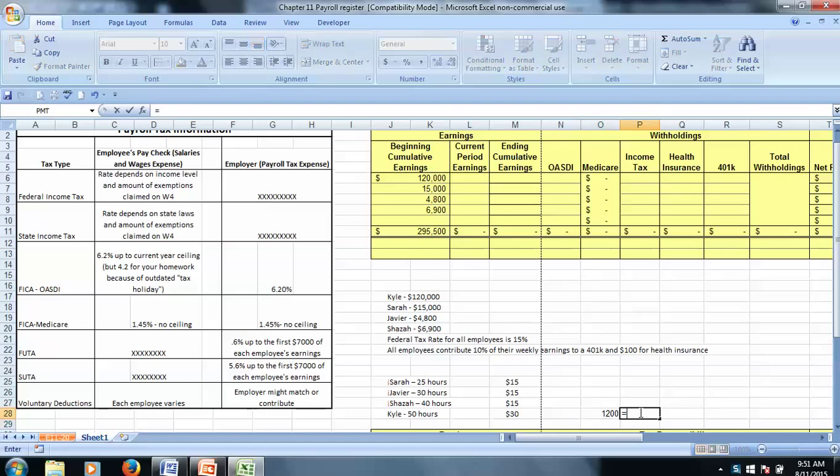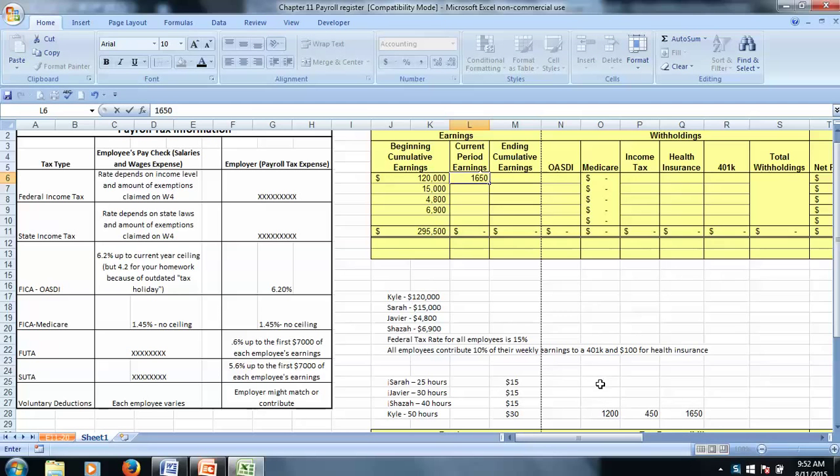And Kyle also worked for an additional 10 hours at time and a half, 1.5 times the rate, which would be equal to $45 an hour. So we had 10 times $45 an hour, or $450. That means that Kyle had current period earnings of $1,200 at the standard rate plus $450 at the overtime rate, for $1,650, and we can plug that into our payroll register.